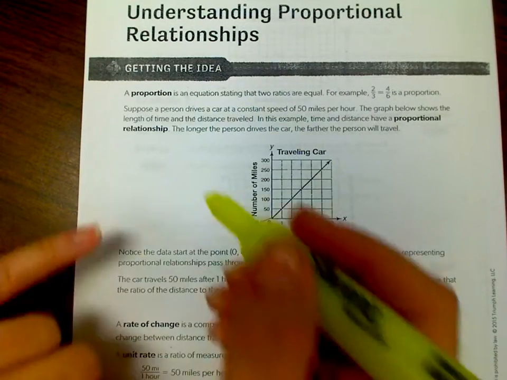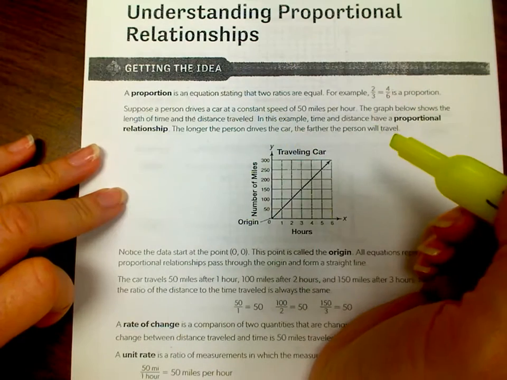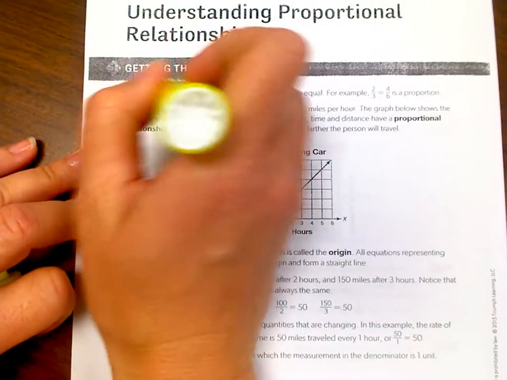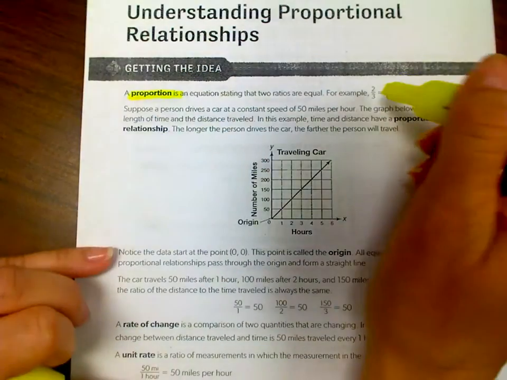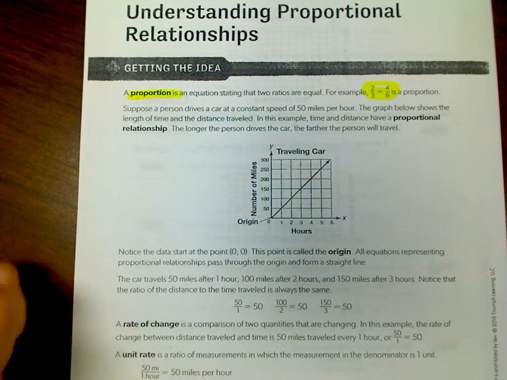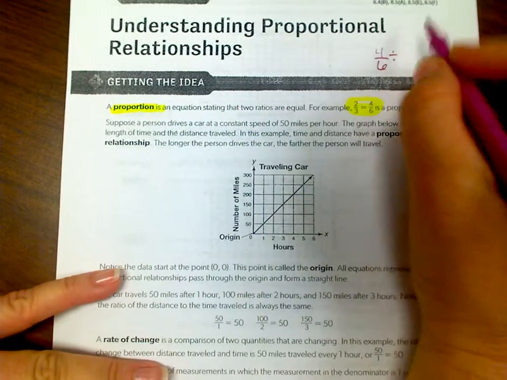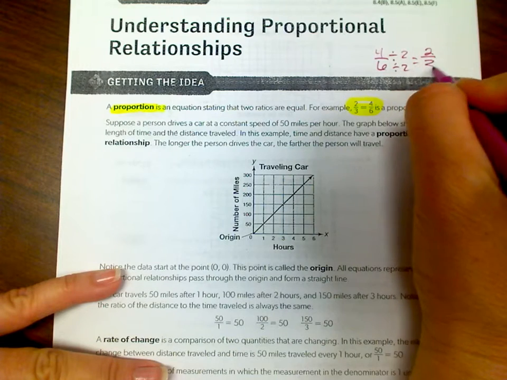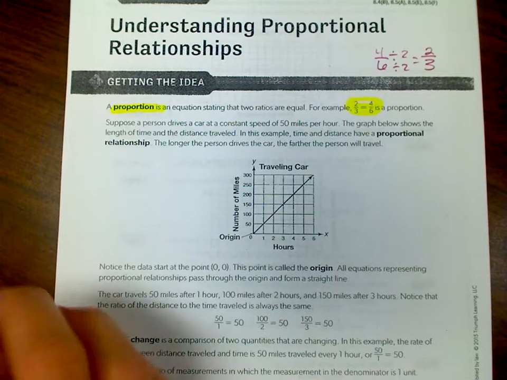A proportion is an equation stating that two ratios are equal. For example, 2/3 equals 4/6. If you take 4/6 and divide each by 2, you're going to get 2/3. So that is a proportional relationship.